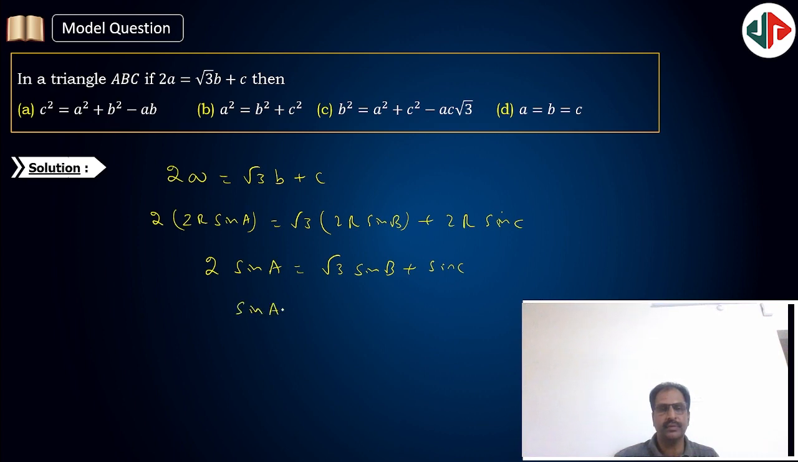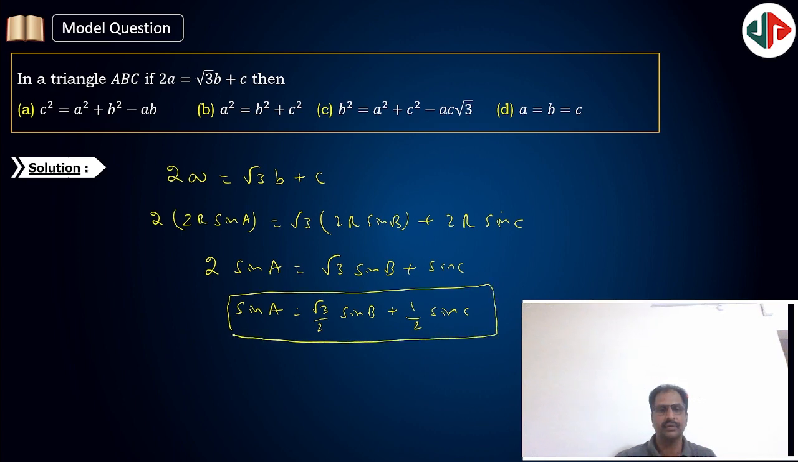Or sin A is equal to root 3 by 2 sin B plus 1 by 2 sin C. Now for what values of A, B, C will this condition be satisfied? Suppose A is 90 degrees, B is 60, C is 30. So the above condition is satisfied for these values of A, B, C.